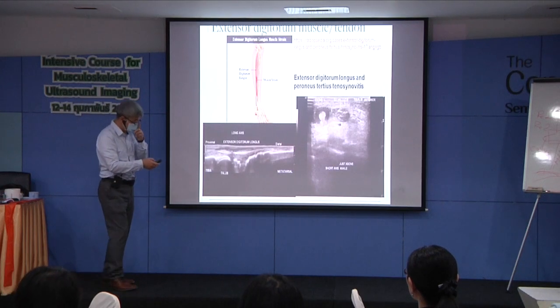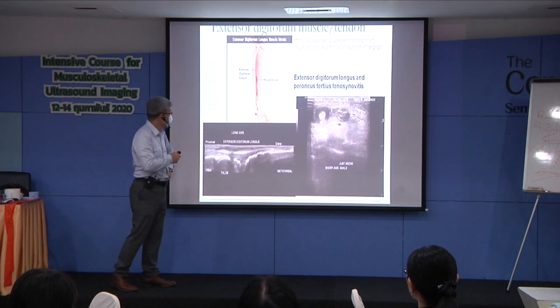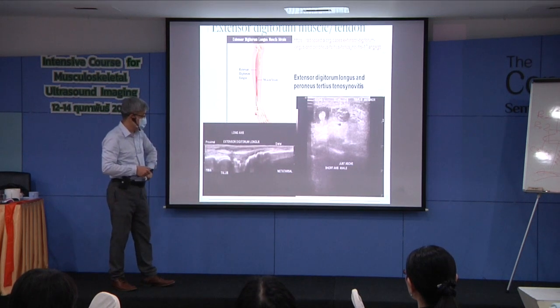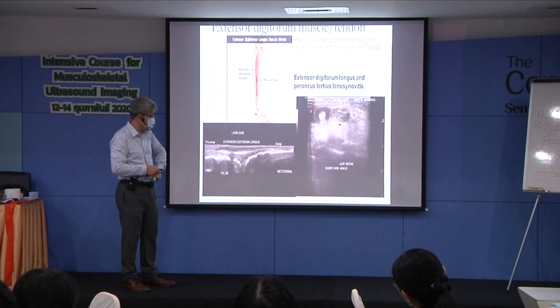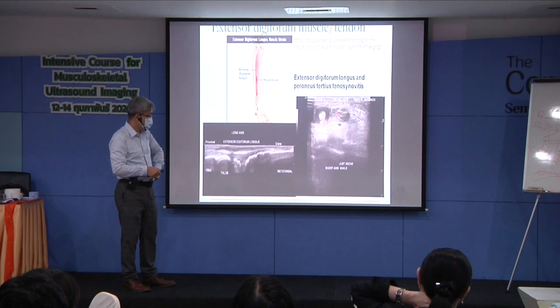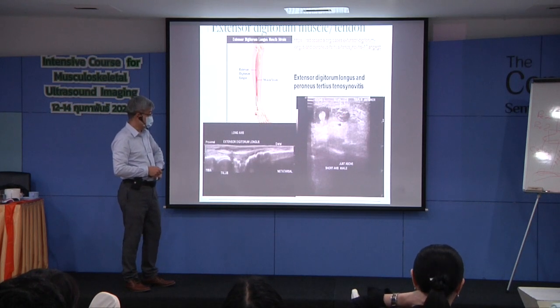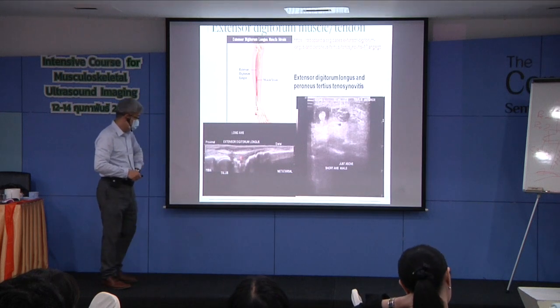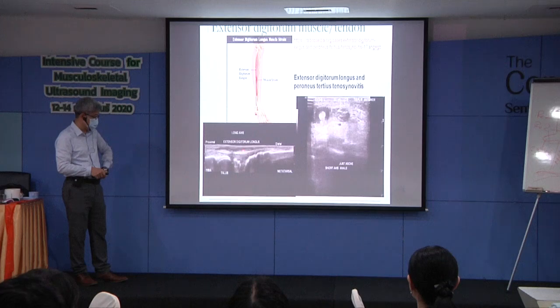We also look at the extensor digitorum longus. The extensor digitorum longus and the tibialis tendons often suffer from tendinopathy, like this one, with fluid surrounding the tendon and also hypoechoic areas in the tendons. Sometimes in the longitudinal view, we can find fluid above and below the tendons.